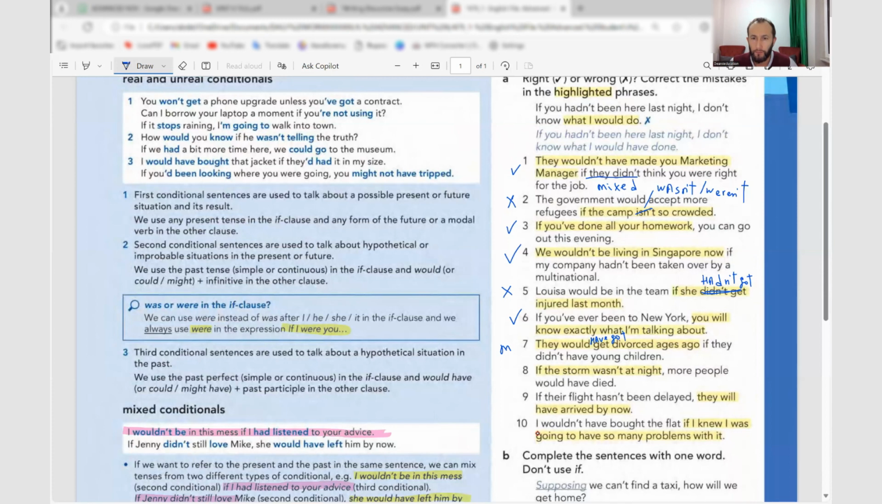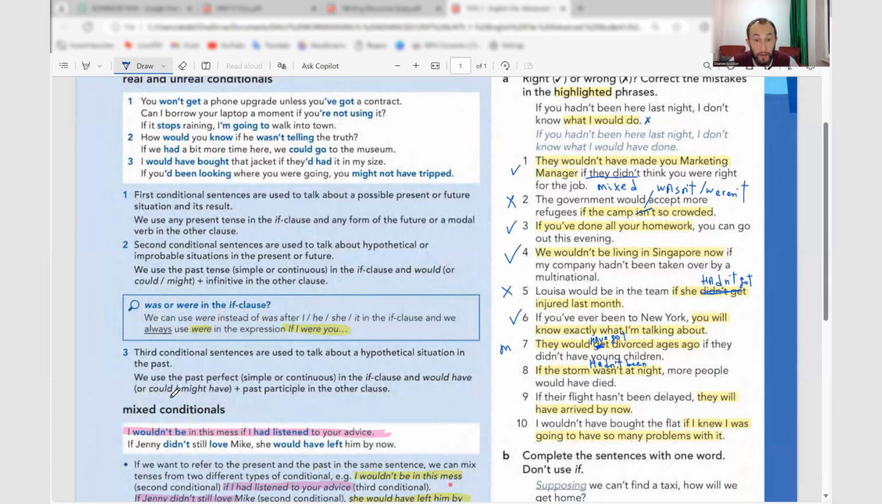Okay, very good. And Salma, number 8. If the storm wasn't at night, more people would have died. Now you see, this is third conditional. A lot of people died. Why? Because the storm was at night. The reality, Salma. So we must use past perfect. If the storm hadn't been at night.